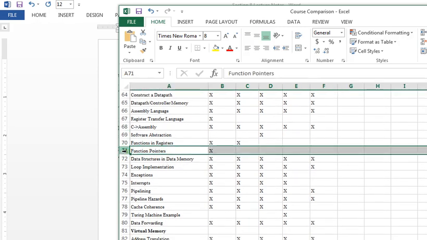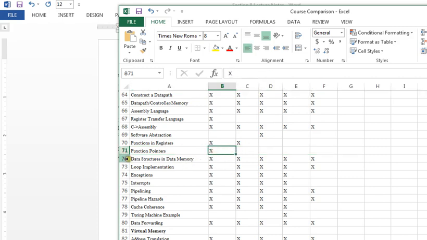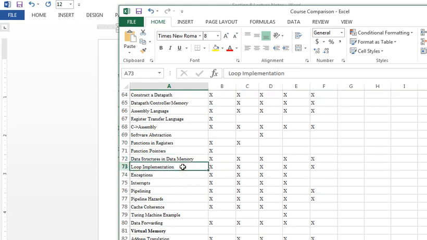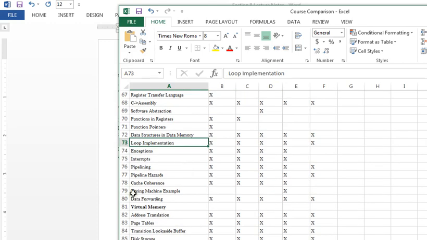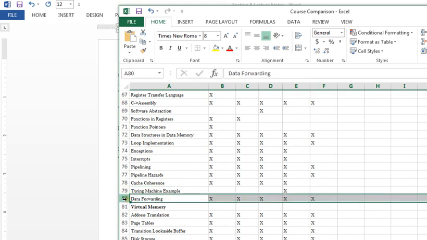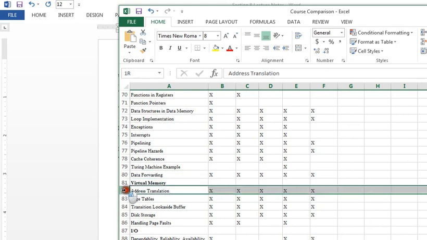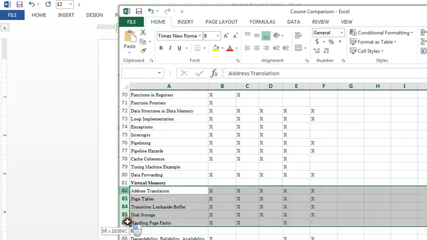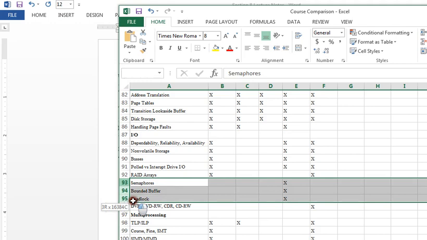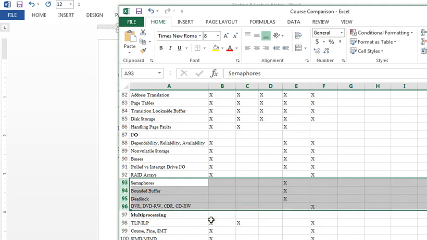No other class did function pointers. I wanted to do that because I got feedback from you about what is a function pointer? What's C? What is this magical code? So I wanted to actually teach you what's physically being done here. Data structures and data memory, you learned that. Loop implementation, branch, jump. We're not going to be going over a Turing machine this semester. And then data forwarding. Virtual memory, which we just went over: address translation, page tables, TLB, disk storage, and handling page faults. For I/O, I didn't go into semaphores, bounded buffers, deadlock, or how we're going to be using DVRs, DVDs, and all that, because these are in-depth operating systems issues.